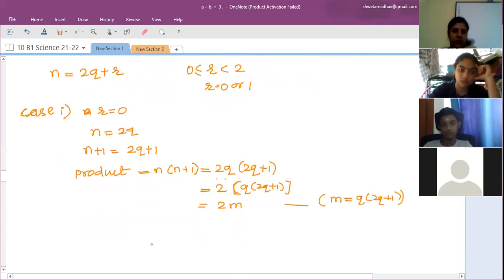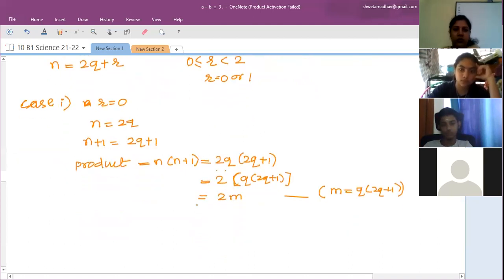Ma'am, is there no need of more cases? Case 1 is enough? No, case 2 also. Because if the remainder is 0, then n is divisible, but what about when the remainder is not 0? If a number is divided by 2 and the remainder is not 0, that case also you have to show. So the product is of the form 2m. Therefore the product n and n plus 1 is divisible by 2.